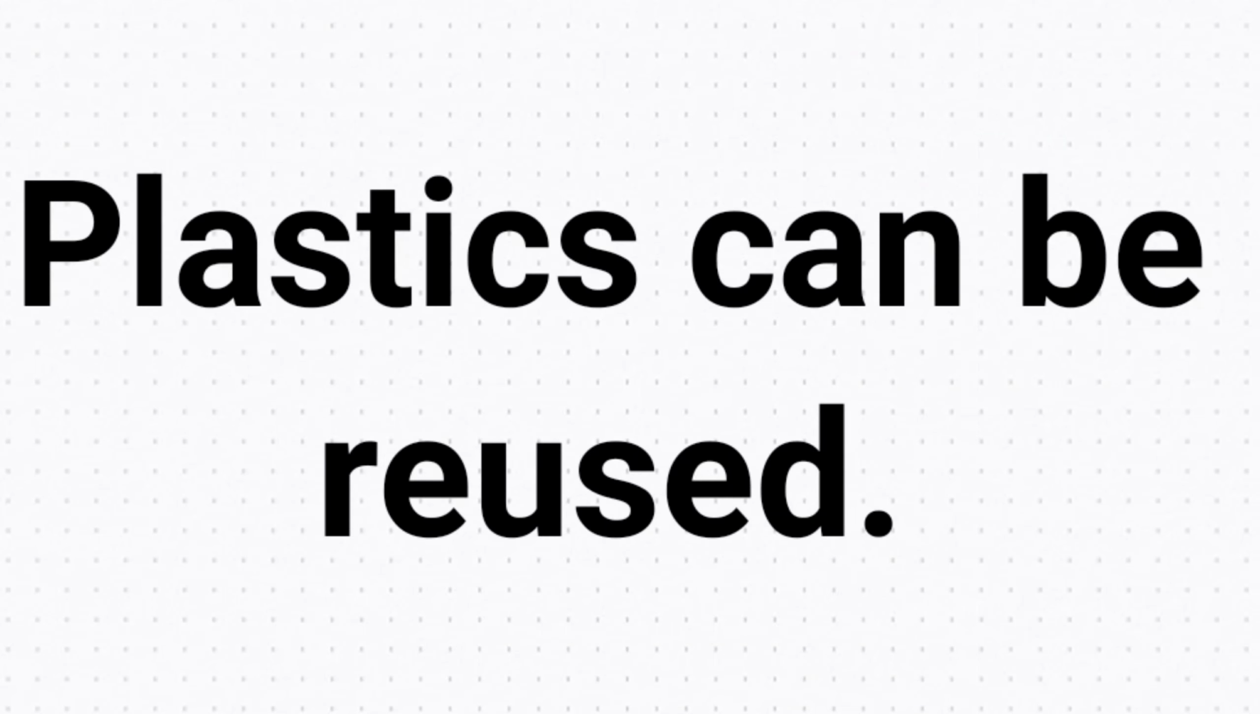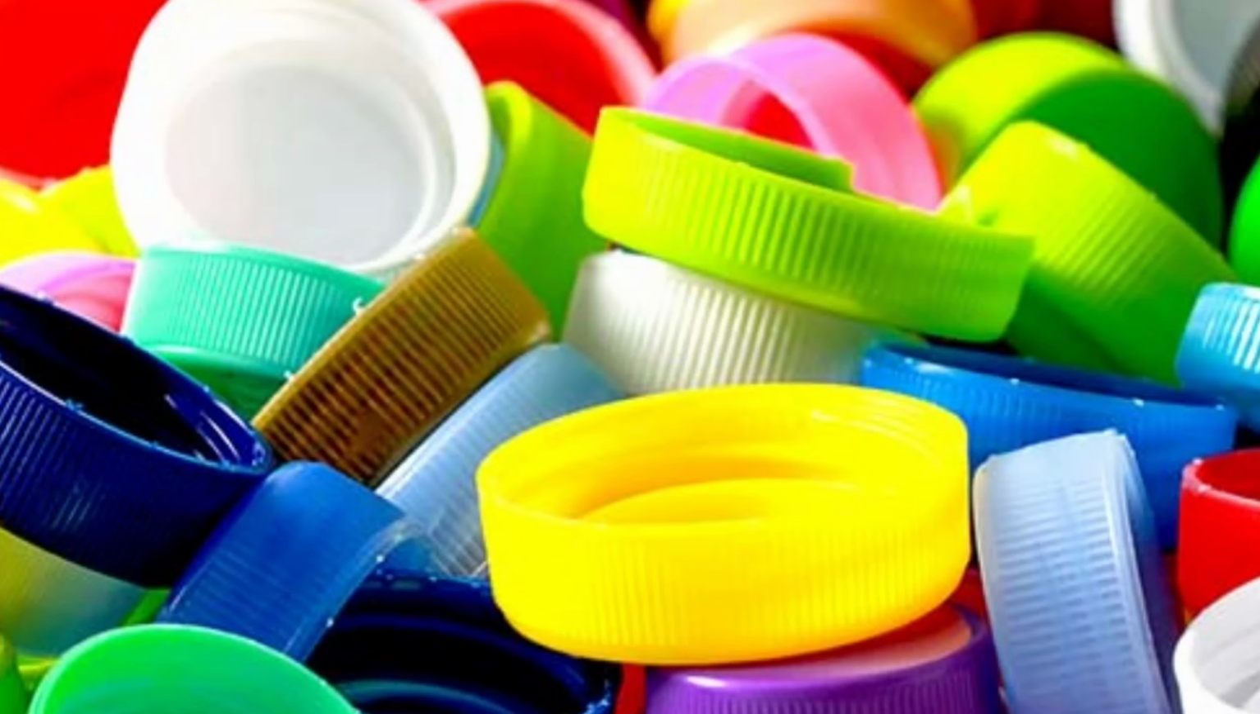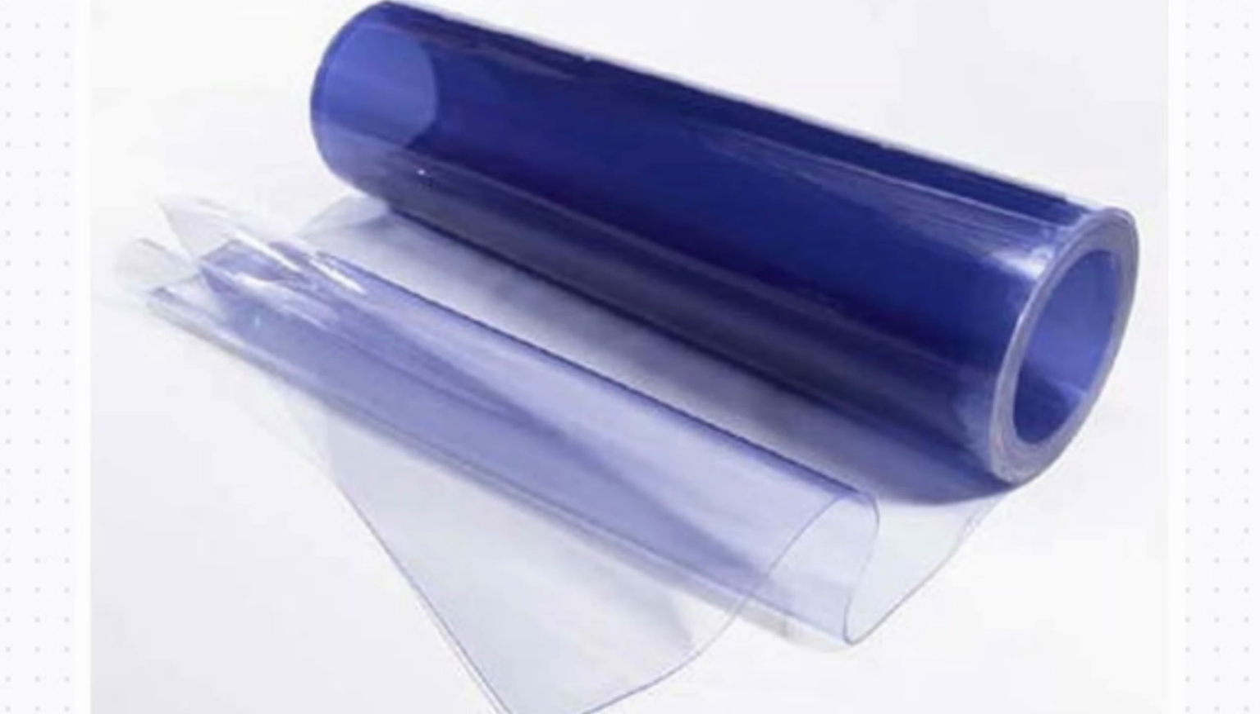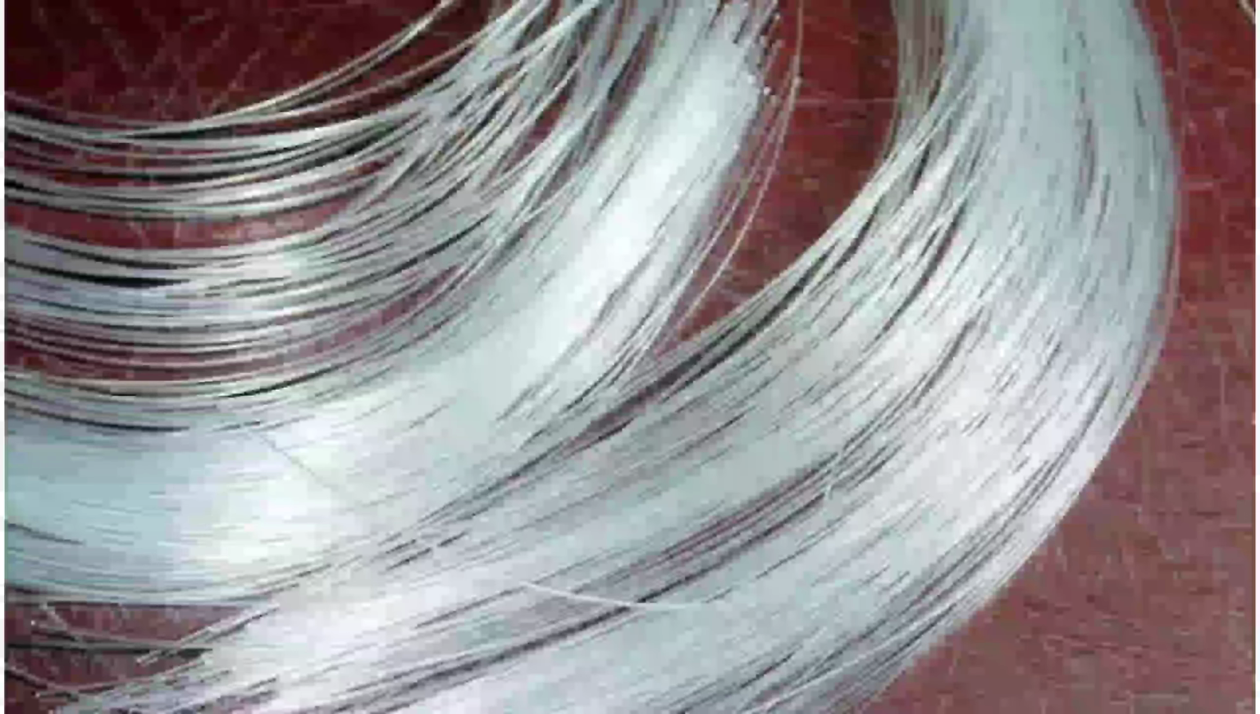The third point is plastic can be reused. That is, articles made from plastic can be used again and again. Fourth point is plastic can be colored. We can give desired color to plastic. The fifth point is plastic can be rolled into sheets. The sixth point is plastic can be made into wires.